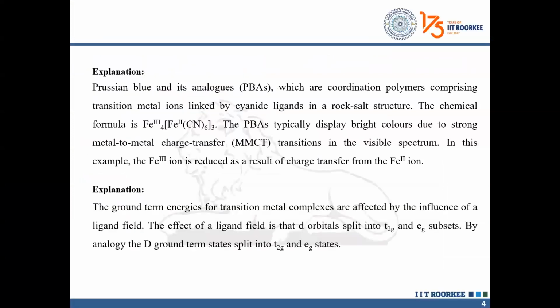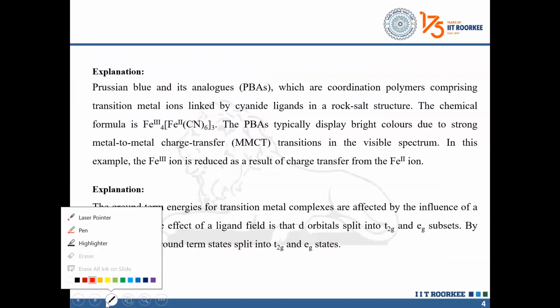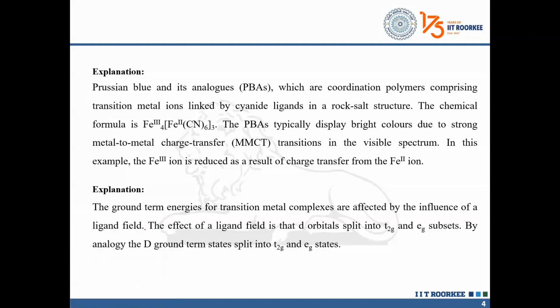So this is the normal formula of this complex, that is Fe4[Fe(CN)6]3. Here you can see one metal is outside the coordination sphere, which is higher in oxidation state, and one is present inside the coordination sphere. So basically, there is a tendency to transfer electrons from a low oxidation state metal to a high oxidation state metal. So typically, it shows a bright color due to strong metal to metal charge transfer transitions in the visible spectrum.